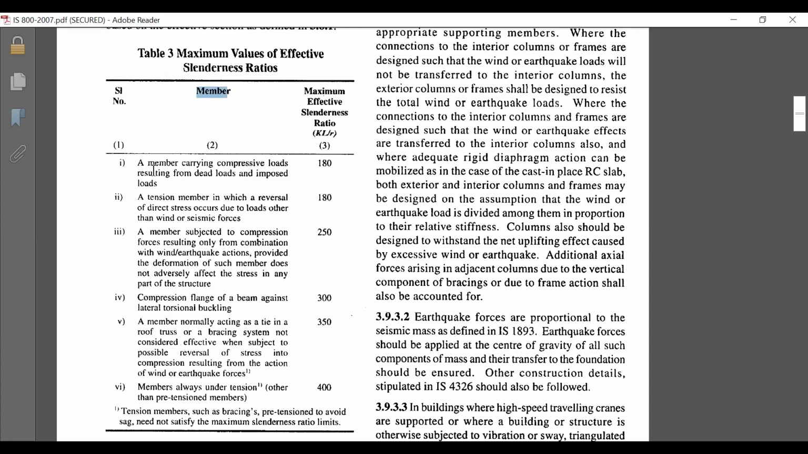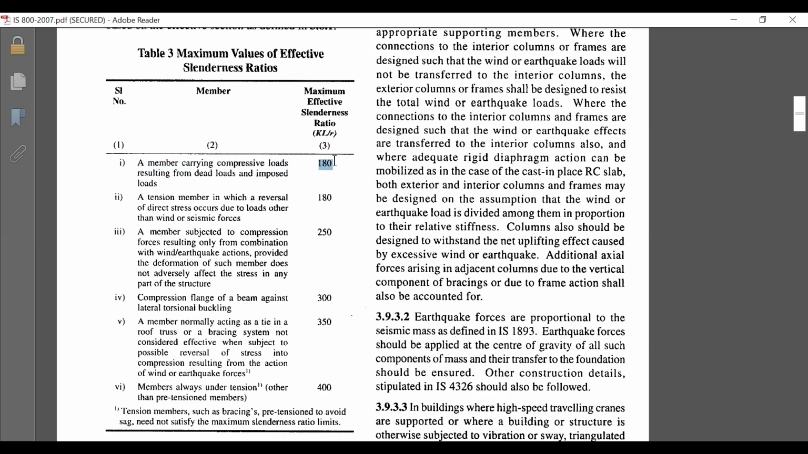Now, our section belongs to a member carrying compressive load. We know it's a compression member, because we are designing compression members, resulting from dead loads and imposed loads. So what is the maximum slenderness ratio value? It is 180. When a member is carrying compressive load, the maximum slenderness ratio value, that is the lambda value, should not be greater than 180.